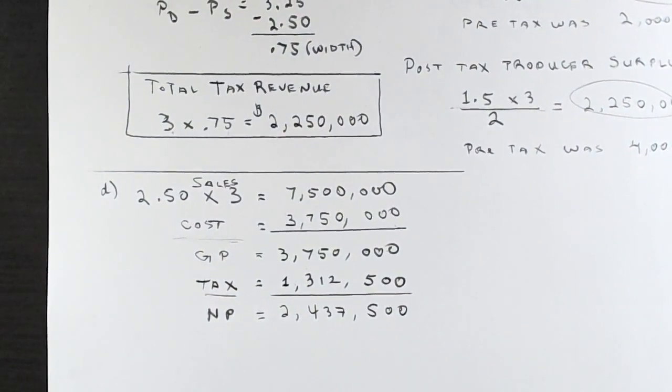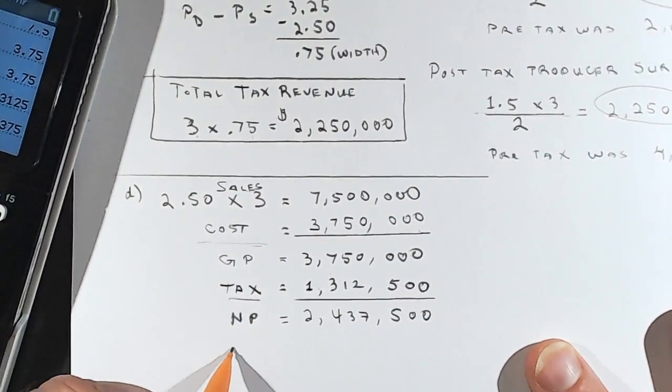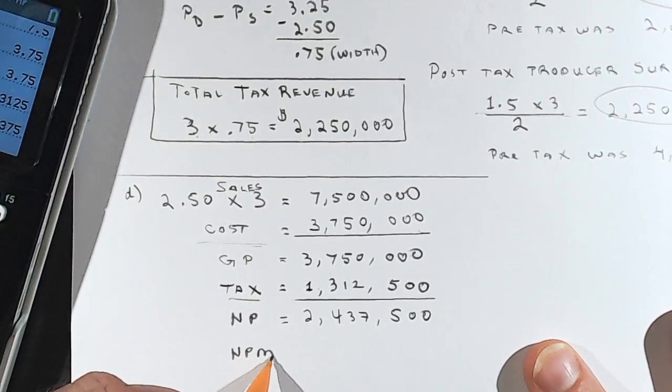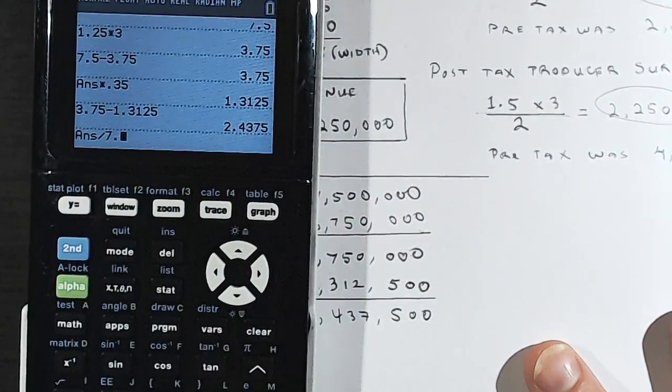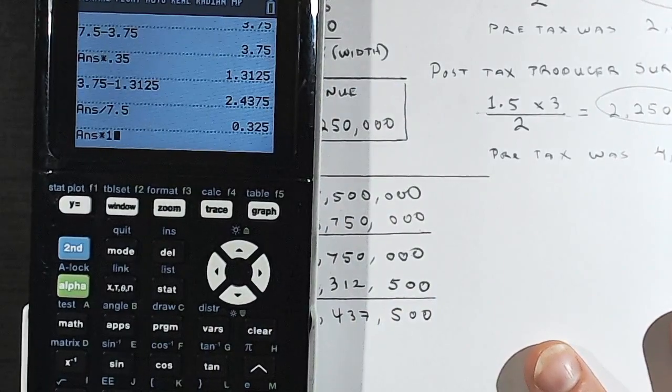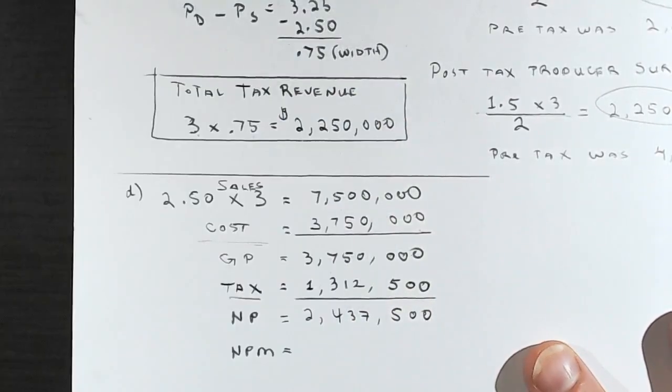What's my net profit margin? Well, my net profit margin is just my net profit divided by sales times 100. It's only 32.5% now.